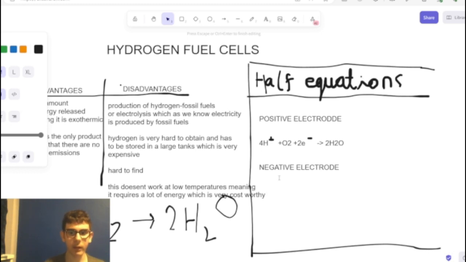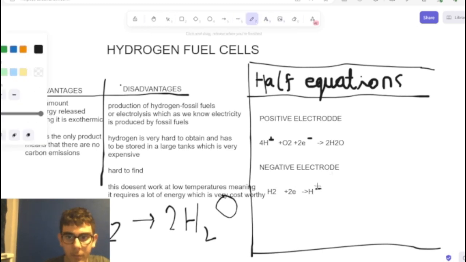And at the negative electrode, we're going to have H2, which would give us 2 hydrogen plus ions plus 2 e minus. Oh no, that's supposed to be hydrogen H2. So hydrogen H2 will give us hydrogen plus ions.